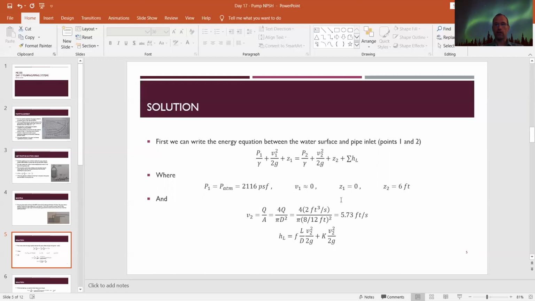In terms of my heights, the Z's, I can call Z whatever I want. So I'm going to call the water surface down there Z1 = 0, which makes Z2 6 feet, because my pump is 6 feet higher than the water surface.